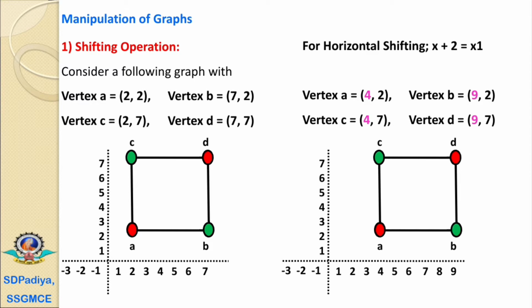Here we have performed the shifting of the entire graph to the right side by 2 coordinates, and that's what we call the horizontal shifting. Here we have used the formula, that is x plus 2 is equal to x1. The x1 is a new coordinate.